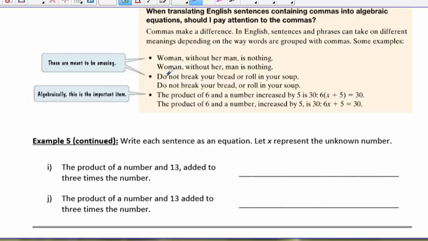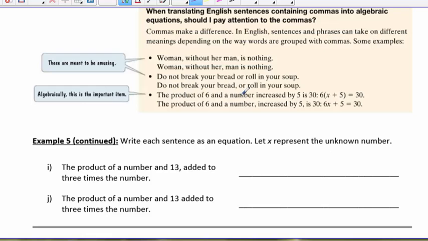Do not break your bread or roll in your soup. Okay, so don't break either bread or roll in your soup. Cool. Do not break your bread, or roll in your soup. Don't break your bread and don't roll in your soup. So those are two different statements, the only difference being a comma. The same thing happens if we're reading something in algebra.